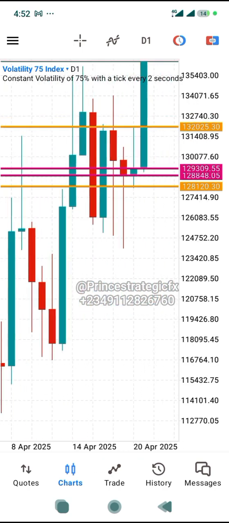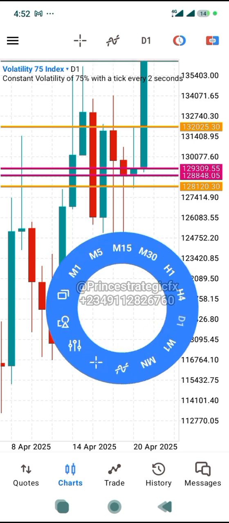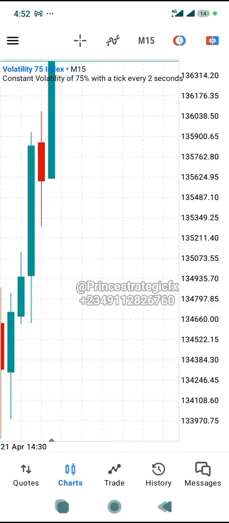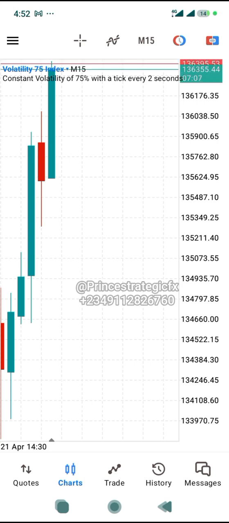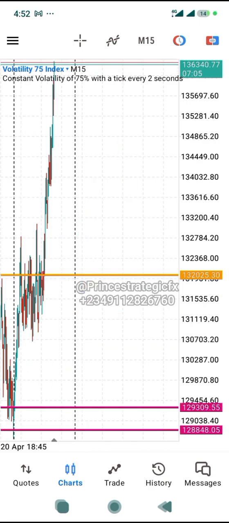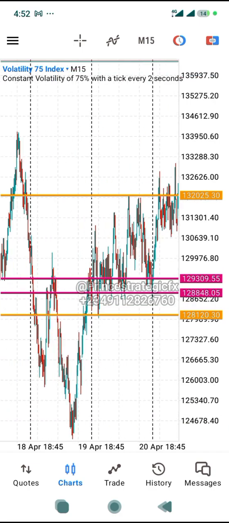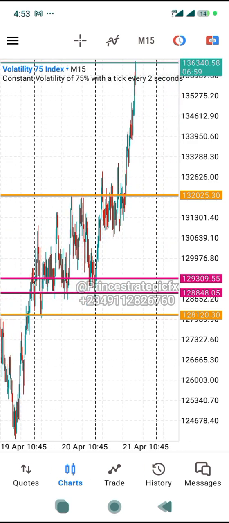Now once you've checked that particular separator, head over to the 15 minutes time frame. Now zoom in to the extent that no one can actually see your chart. Your chart simply means your candle lines. Nobody can see it. You're going to get something like this on your chart.